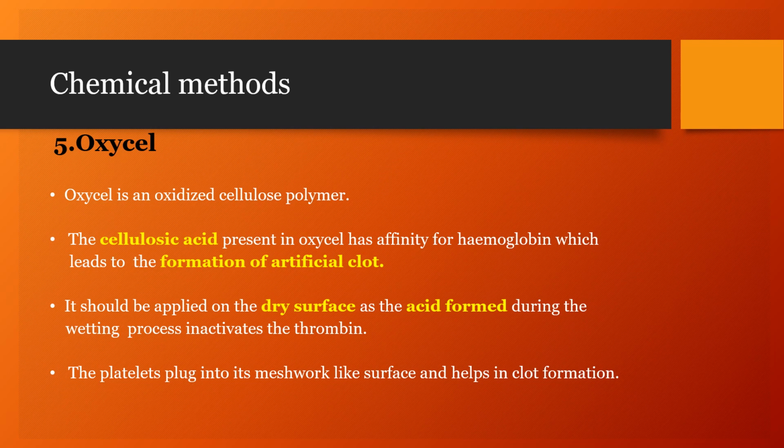Oxycel. Oxycel is an oxidized cellulose polymer. The cellulosic acid present in Oxycel has affinity for hemoglobin, which leads to formation of an artificial clot. It should be applied on a dry surface, as acid formed during the wetting process inactivates the thrombin. The platelets plug into its meshwork-like surface and help in clot formation.